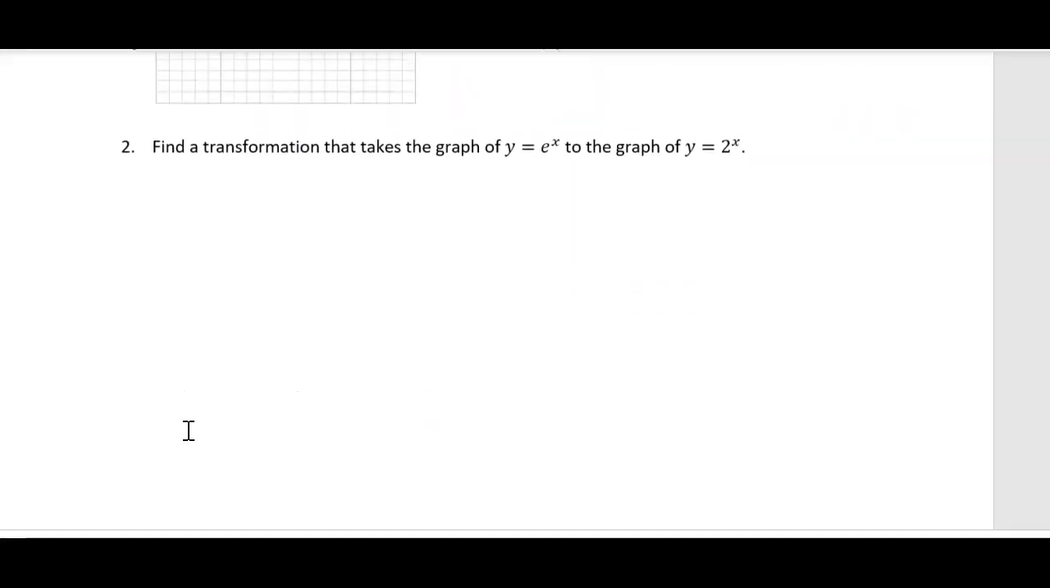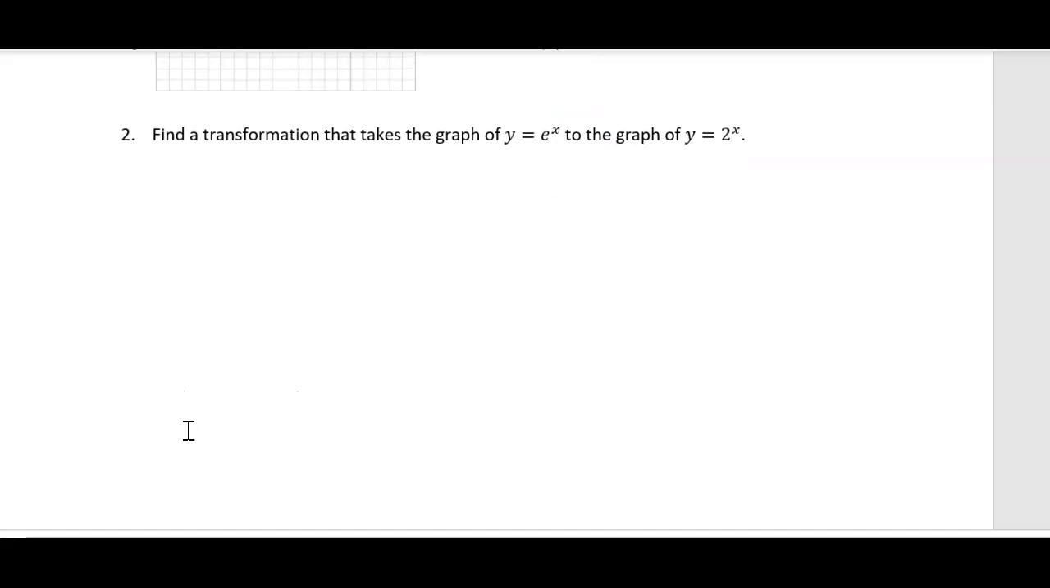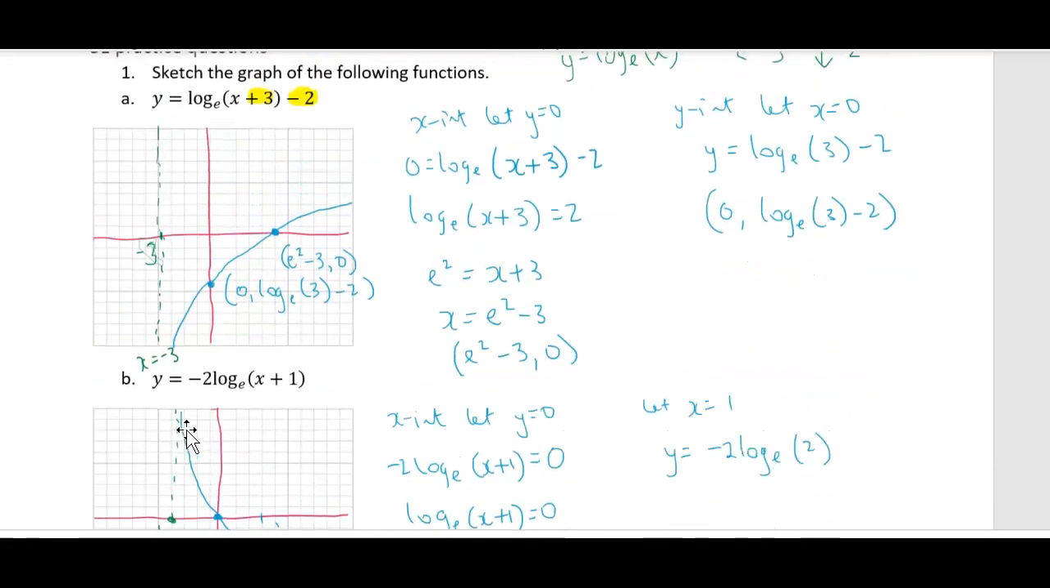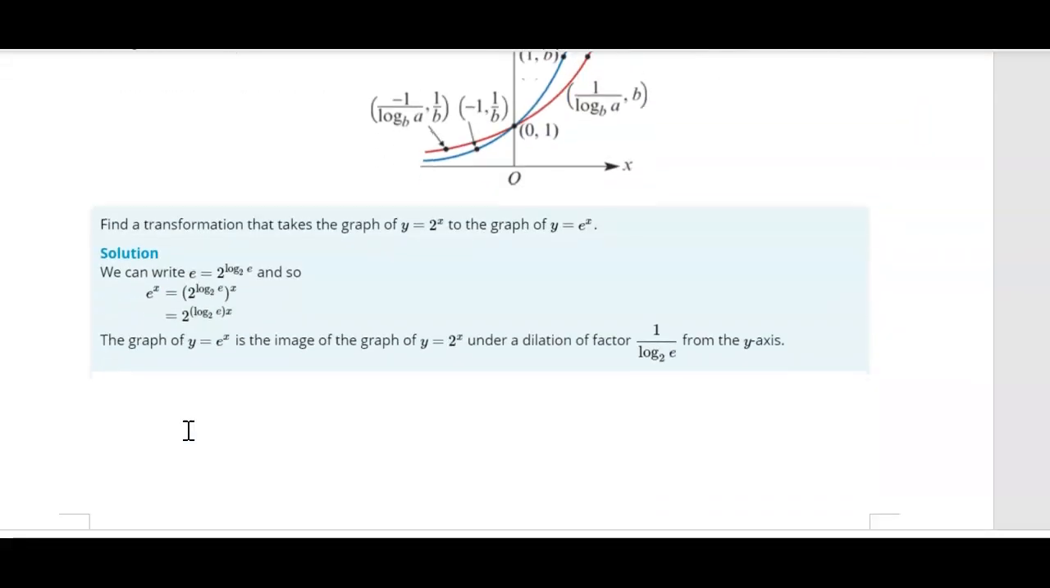All right, the last part of these notes, this can be quite confusing. So we're going to cover this question, but it's such a small part of the course. So if it's a little bit hard to understand, there is an example earlier on as well. So I put an example here. All right, so find a transformation that takes the graph of y equals 2 to the power of x to the graph of y equals e to the power of x.